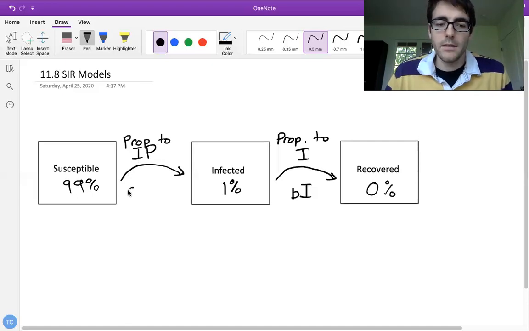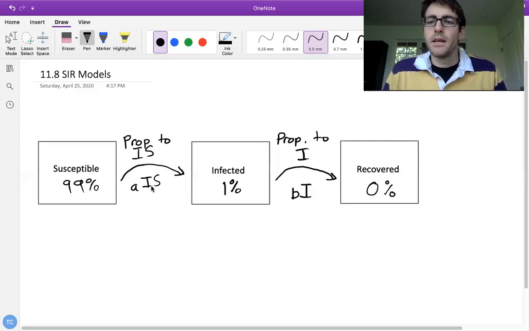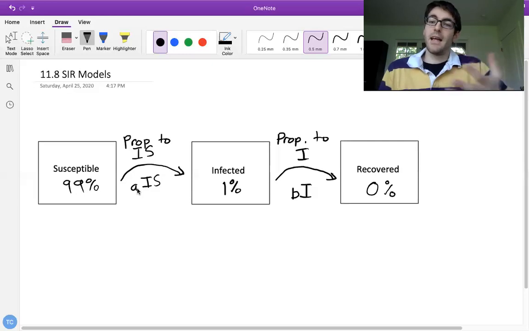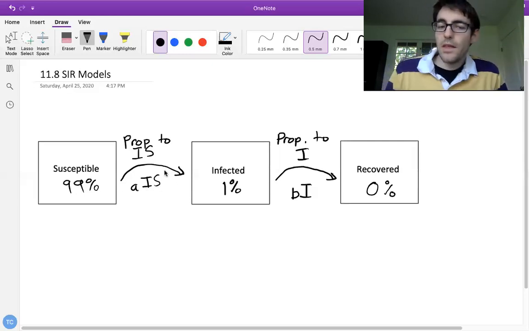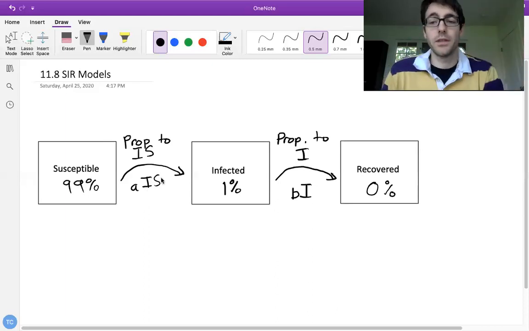So put another way, it is some constant times IS. And this is the same thing as the logistic curve that we've been talking about. We're talking about susceptible, so this should be A times IS. So this susceptible number is the percentage of the population that still hasn't been infected. So this is the setup that gives rise to a logistic curve.